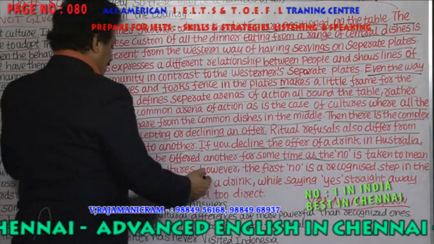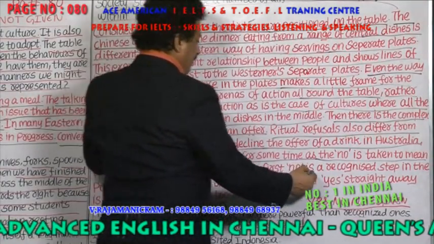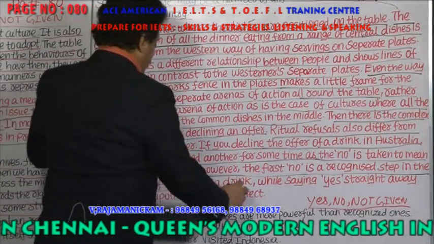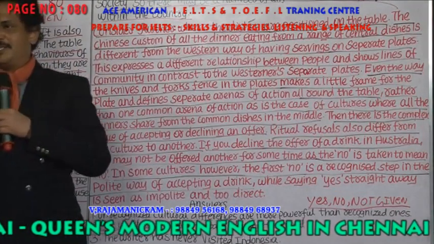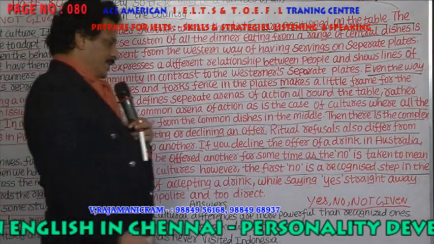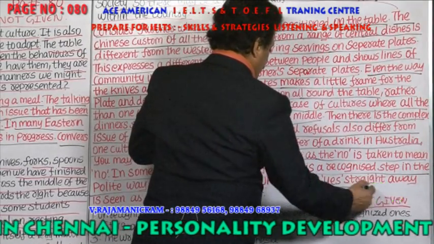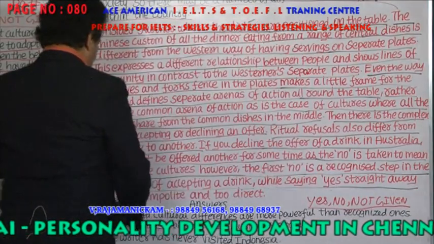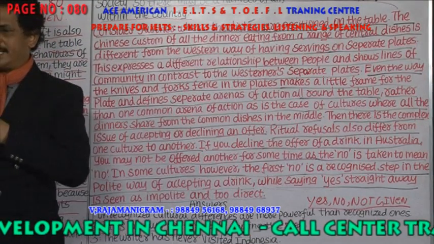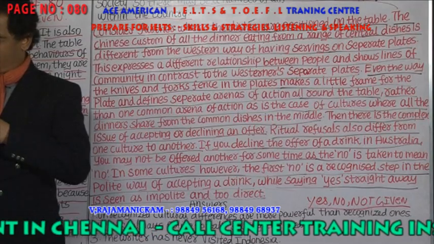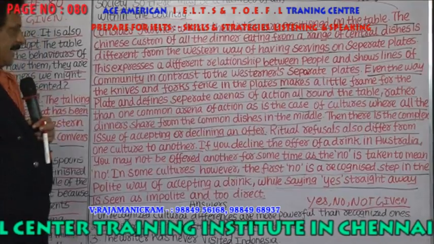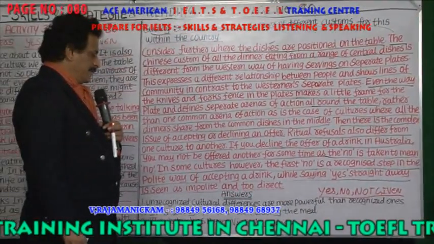In some cultures, however, the first no is a recognized step in the polite way of accepting a drink. So here in India, if you say no, then they say, okay, he wants it, and they try to offer it once again, while saying yes straight away is seen as impolite and too direct. If they ask, do you want coffee, and you say, yes, I want coffee, it is considered impolite. First you have to say no. That is considered good manners. That is the Indian style. So I hope you are able to understand the questions now.